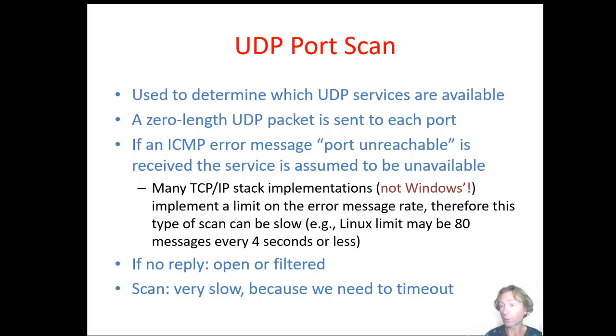If we want to find out if there's any activity on port 53, we simply send a UDP packet. A zero-length UDP packet is sent to each port, at least each port in which we're interested. Say we're interested in port 53 and a bunch of other ports. We send these packets there, and then we wait for the reply. If there is a reply, an ICMP error message saying that the port is unreachable, the service is not there. It's unavailable.